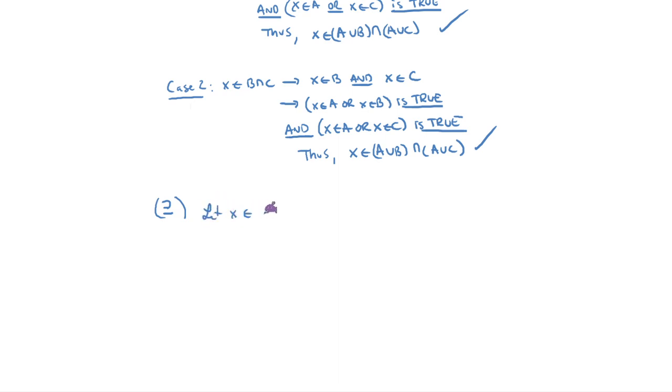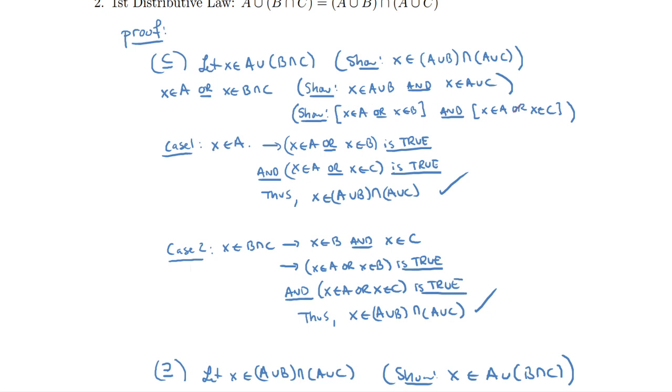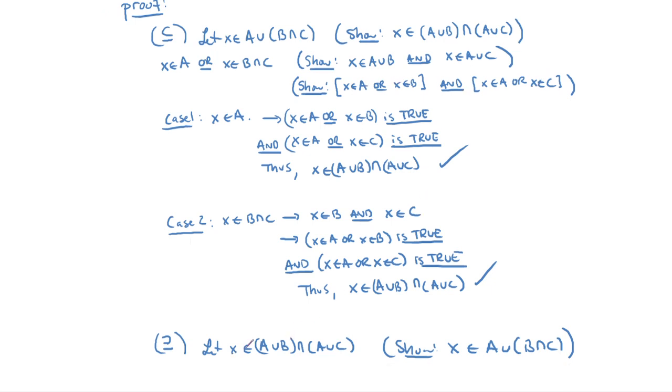Let x be an element of A union B intersect A union C, and now you're going to show x is an element of A union B intersect C. Okay. Well, again, the strategy is just going to be to write this out by definition. We have actually already done that, so we kind of already have the components written out. x being an element of this huge intersection is going to mean this, right? So by definition, we can write this whole thing out, and then you're going to show this OR is satisfied.